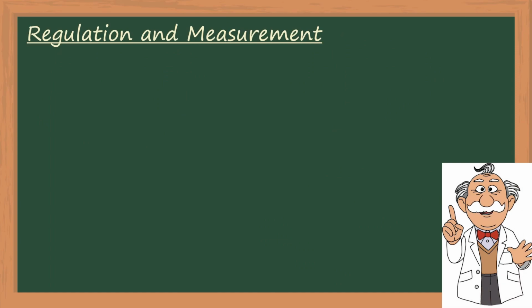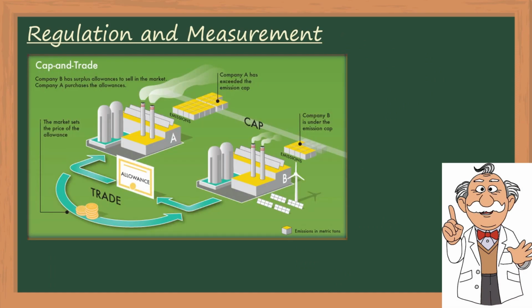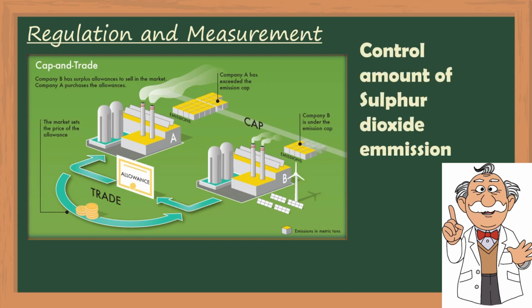However, regulations and measurements have already been taken into account, such as the cap and trade programs, where a cap is set on the total amount of sulfur dioxide emissions allowed. Therefore, the sulfur dioxide being emitted during the production of the sulfuric acid can be controlled and thus will reduce the level of sulfur dioxide into the atmosphere.